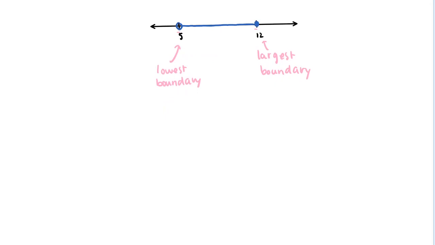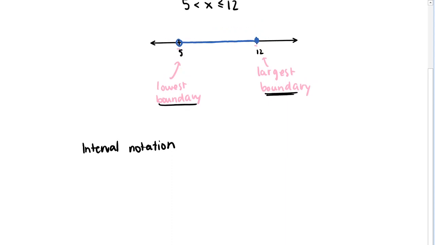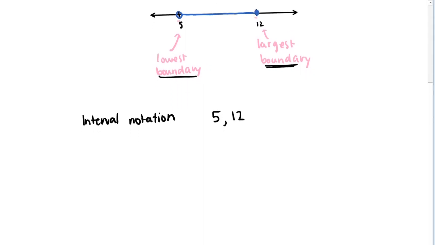So interval notation really does exactly this. It just says the lowest boundary value and the largest boundary value for your set of numbers. So in this case, in interval notation, we'll say the lowest value, 5, separated by a comma, and we'll say 12, the largest boundary value. But we also need to be able to describe whether we're including these boundary values or not. And so we'll use parentheses.